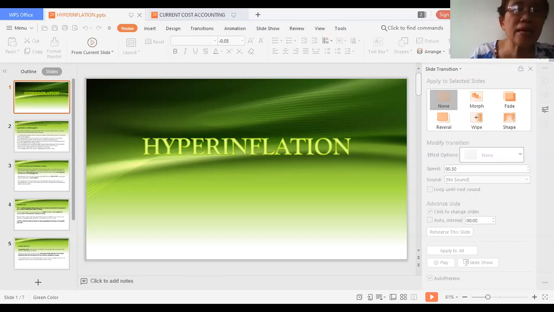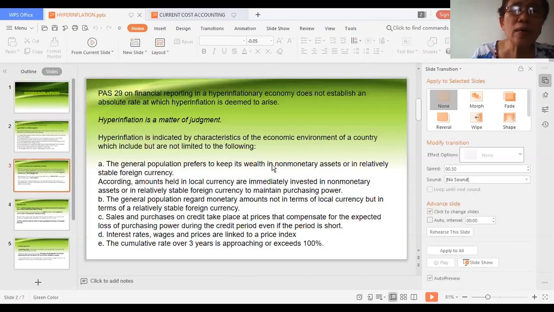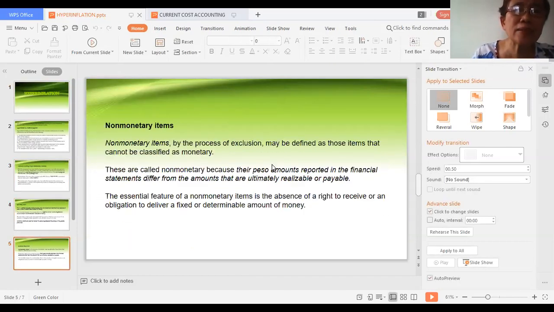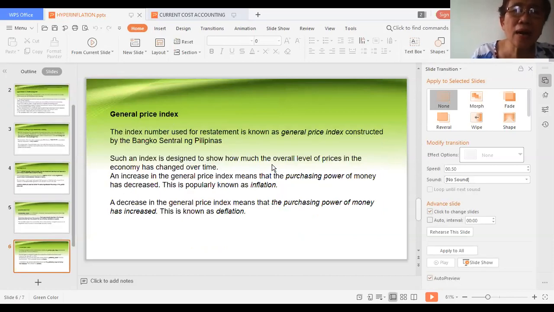So if there is an increase in the general price index, it means that the purchasing power of the money has decreased, and it occurs during a time when we have inflation. A decrease in the general price index means that the purchasing power of money has increased, and this is known as deflation. So we now distinguish deflation and inflation for the general price indexes.